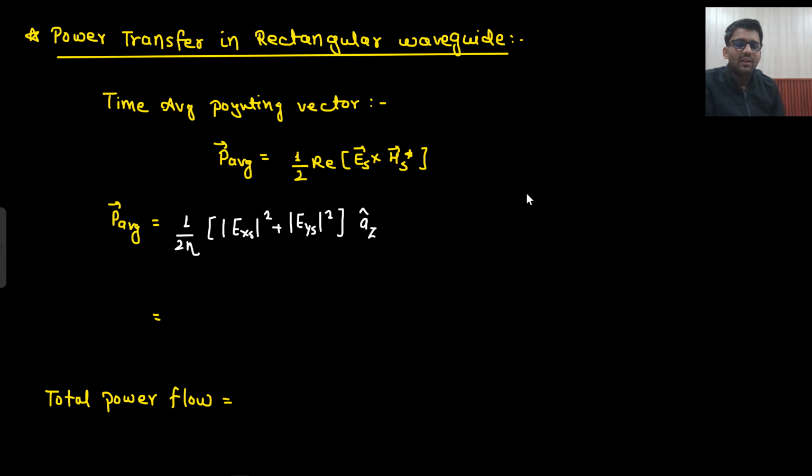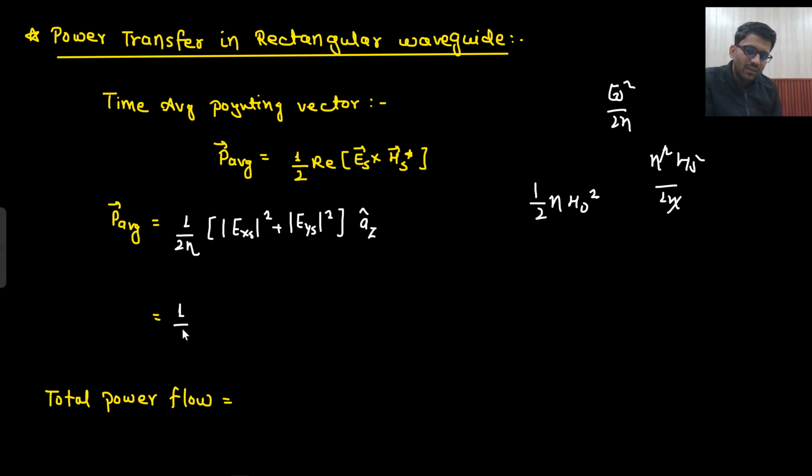And what was the other formula? 1 by 2 eta H naught square. This was the other formula, because E naught square divided by 2 eta, and E is equal to eta H, so eta square H naught square divided by 2 eta. So 1 by 2 eta H naught square. Here also the same thing, 1 by 2 eta Hx square, because here there are two components, x and y, so we write both components, plus Hys square az cap. Is that clear for you?